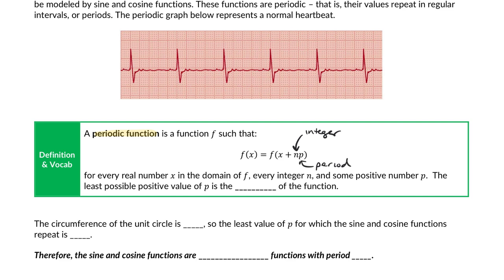For every real number x in the domain, every integer n, and some positive number p, the least possible positive value of p is called the period of the function. We are basically saying we can define periodic functions to be things that repeat themselves. So if we look at the very top of this heart monitor thing right here, we have a certain distance until we get to the same height, correct? And if we repeat that same distance, keep going, we're always going to be at the same part of the function each time we repeat that horizontal distance. That makes this a periodic function, that these just repeat over and over again.